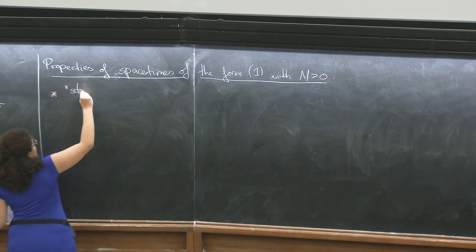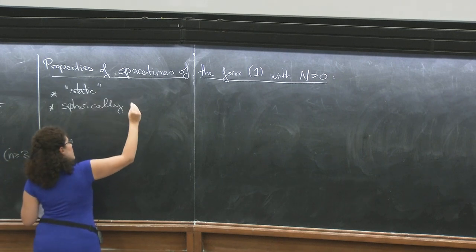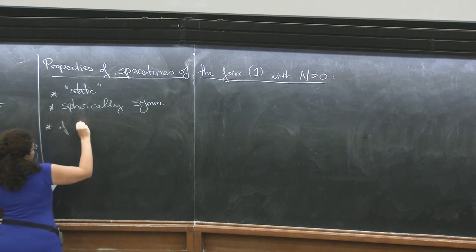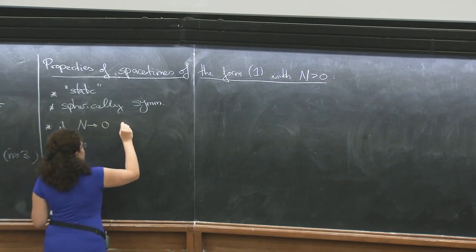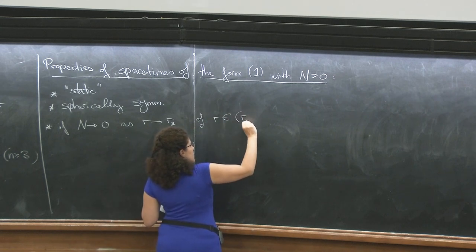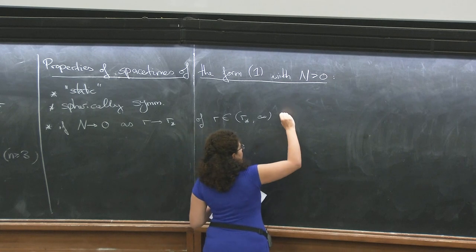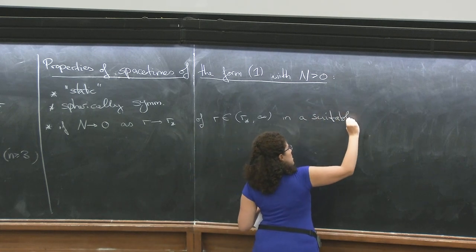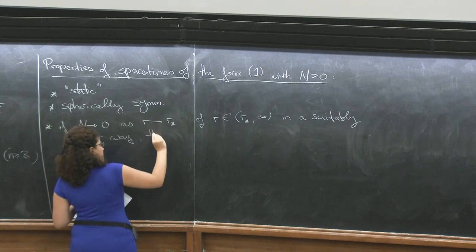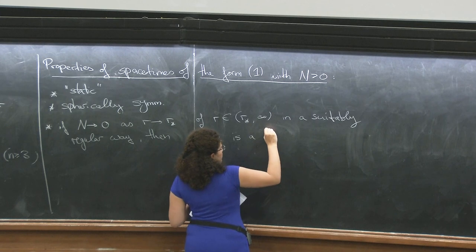They're static, and we will define later what this means. Obviously, spherically symmetric. If n goes to 0, as r goes to the r star of r n, r star infinity, which I hope is suggestive enough to be self-explanatory in a suitably regular way. Then there is a black hole horizon at r star. And we will define that later as well.